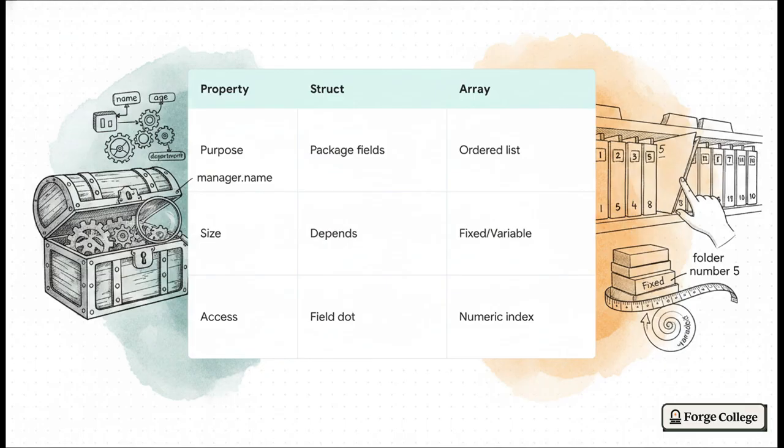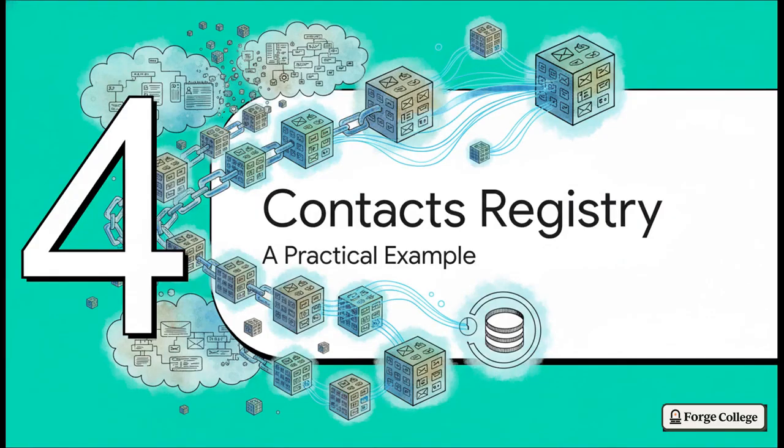Struct sizes depend on their internal fields, while array sizes are either fixed or dynamically expanding, so they serve two completely different but highly complementary purposes. Moving to section 4, building a contacts registry, a practical example.